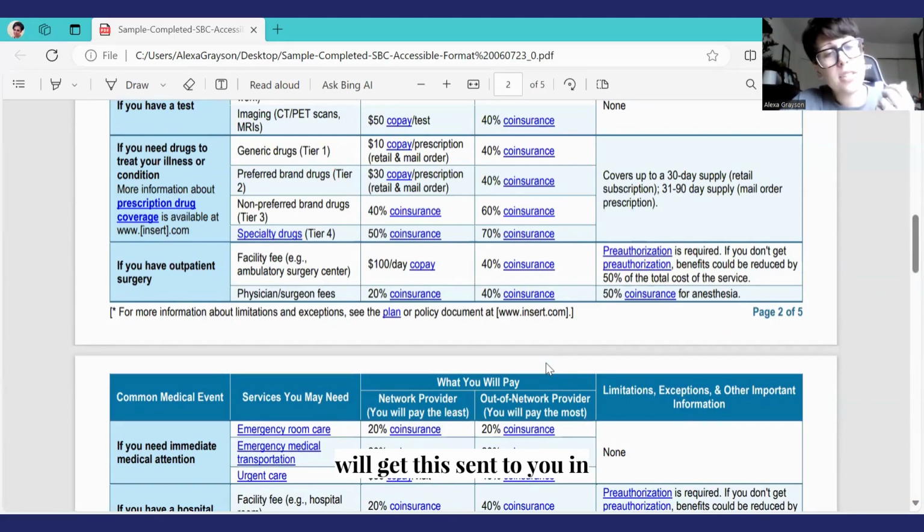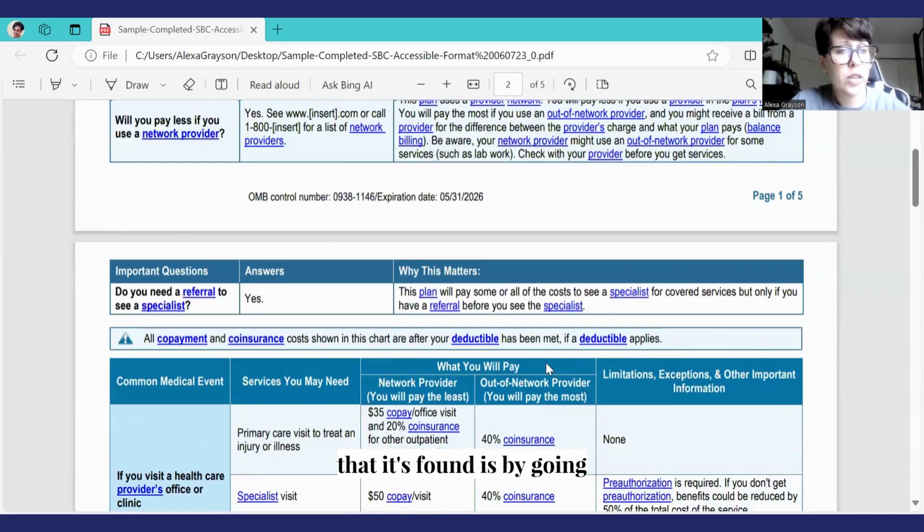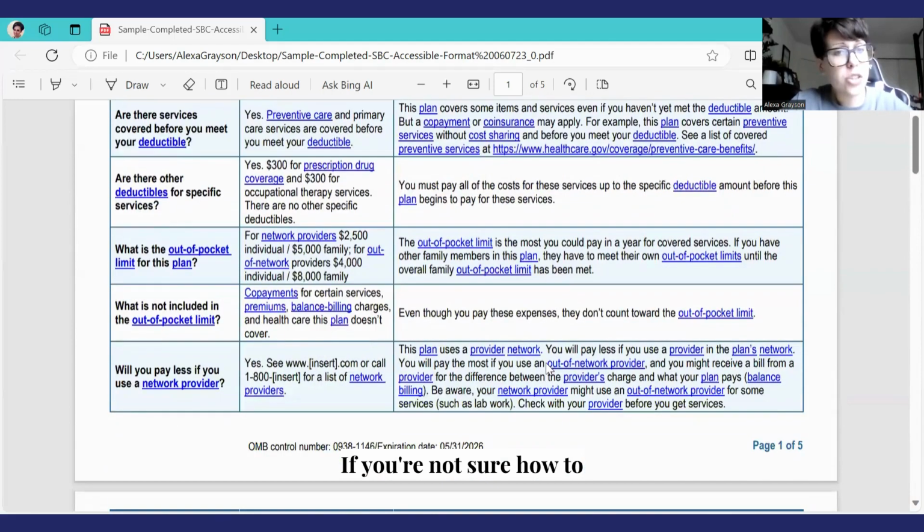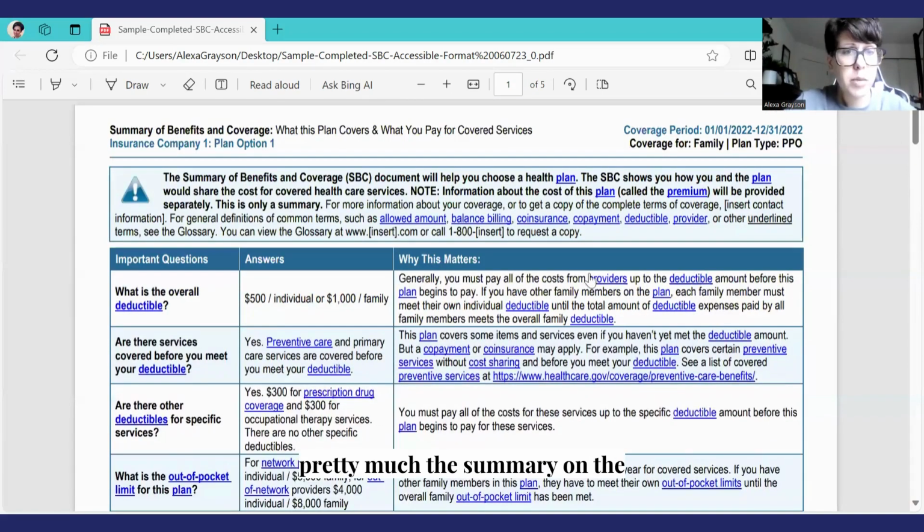Typically, you will get this sent to you in a packet when you're signing up, or the most common way that it's found is by going into an insurance portal that's usually available for most plans. If you're not sure how to check this, if it's your employer, then you can check in with them or HR to see how you can access this, or you can check in with your insurance company. But that is pretty much the summary on the summary of benefits and coverage.